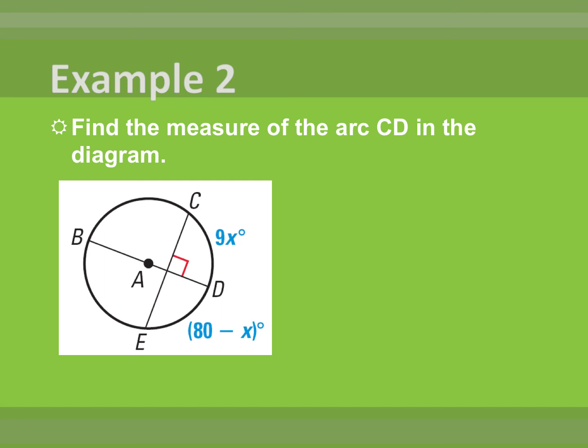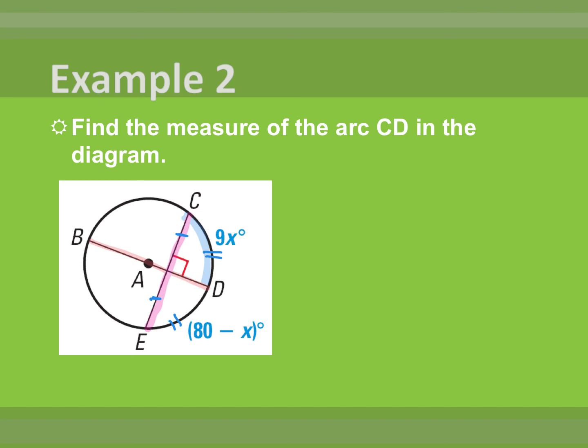It wants me to find the measure of arc CD in the diagram. So over here is CD. It's where the 9x is. Notice, again, I can use my perpendicular chord bisector theorem because I can see that BD here is a diameter and it is perpendicular to this chord. And by the perpendicular chord bisector theorem, I know that this has been bisected, so this is congruent to this, as well as the arc measures.